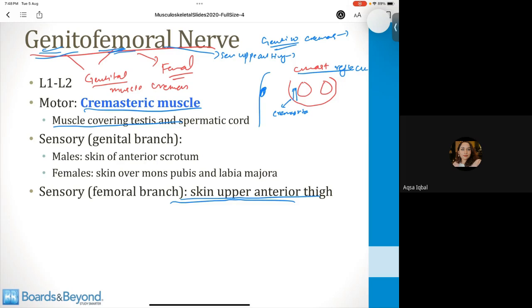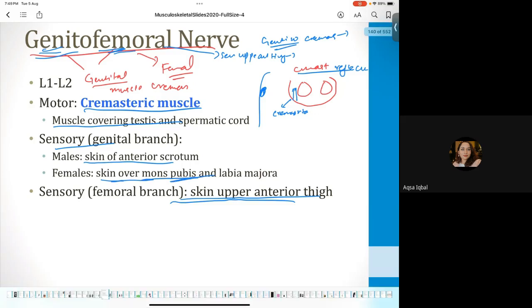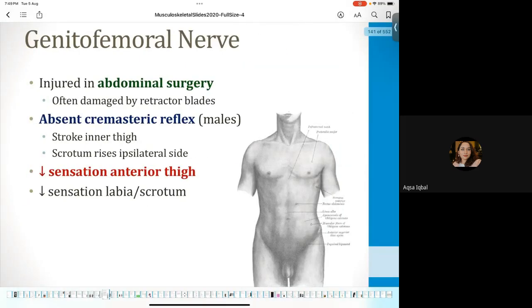It's also going to supply some sensory innervation, that is to the skin of the anterior scrotum in males. In females, it supplies the skin over the mons pubis and labia majora. So that's really important to know, the genitofemoral nerve. How does the genitofemoral nerve get injured?